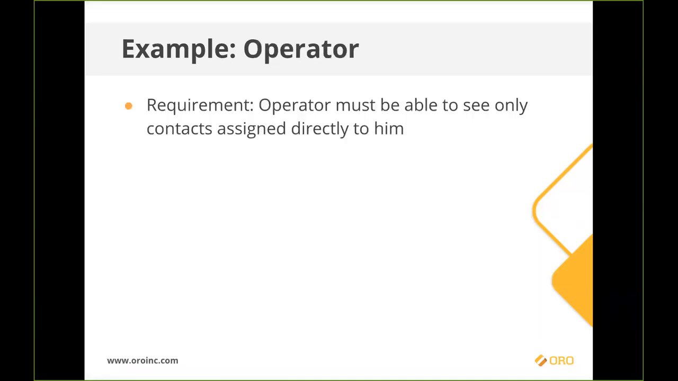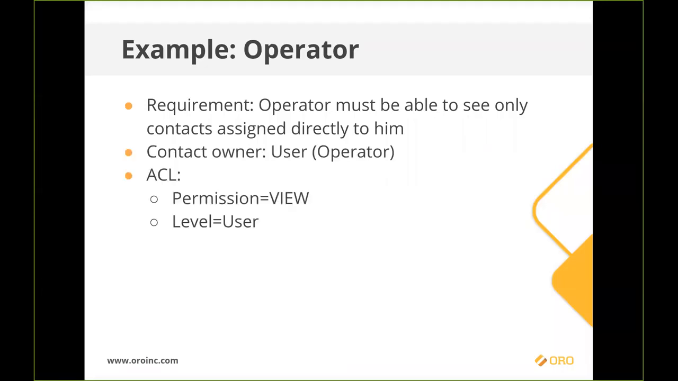So those operators are the users, which means the ownership should be set to the user, because I would need this granularity to check if I created this entity or not. And then the ACL, I should check it should be the view, and the access level is the user. In this case, operator role, if I assign it to a specific user, he will be only able to see the records created strictly by himself.